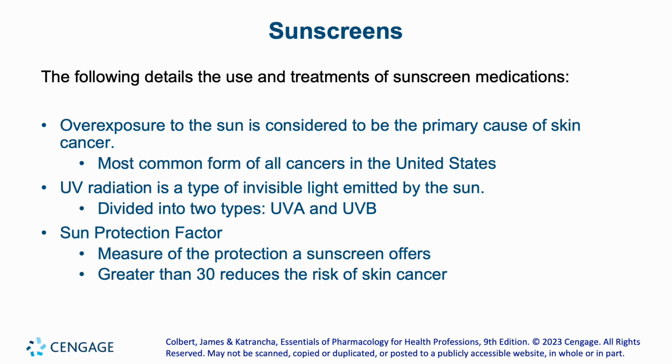UV radiation is a type of invisible light emitted by the sun, and this is divided into two types, UVA and UVB. So sunscreen sun protection factor is a measure of the protection the sunscreen offers. Greater than 30 reduces the risk of skin cancer. That being said, you will see sunscreens up to SPF 100. It has been shown that it is not really more effective to have 100 versus like the 60, 70, 80. It's very minimally different. So you don't necessarily need to go up to 100, but greater than 30 is required for reduction in the risk of skin cancer.